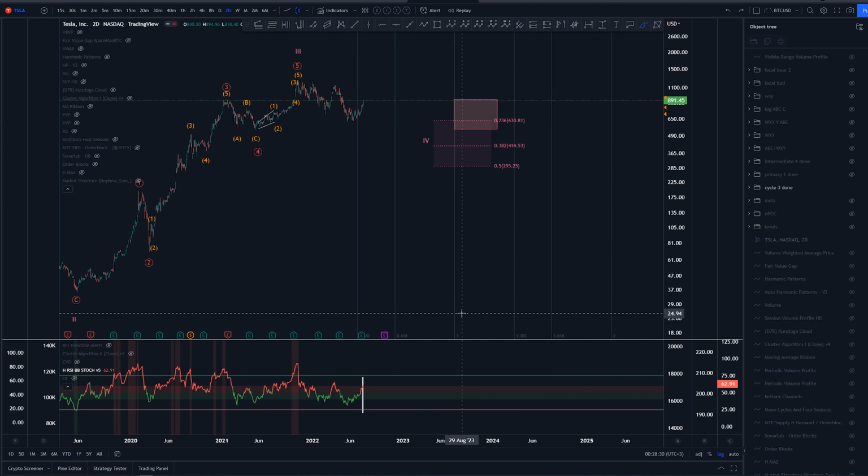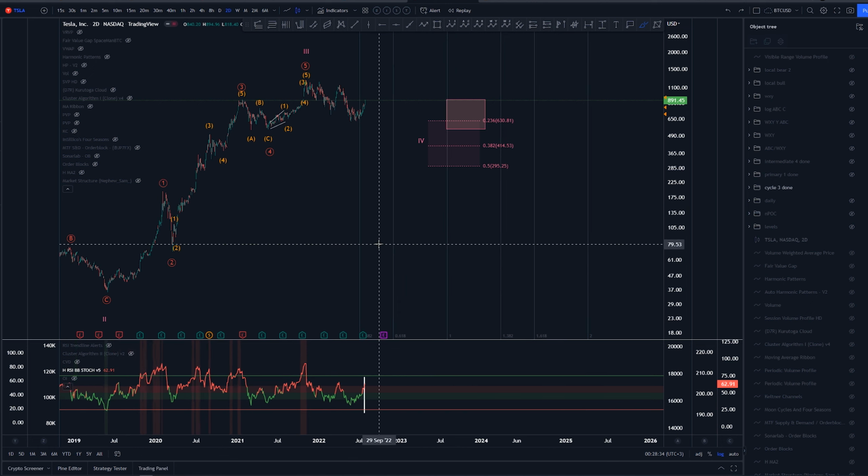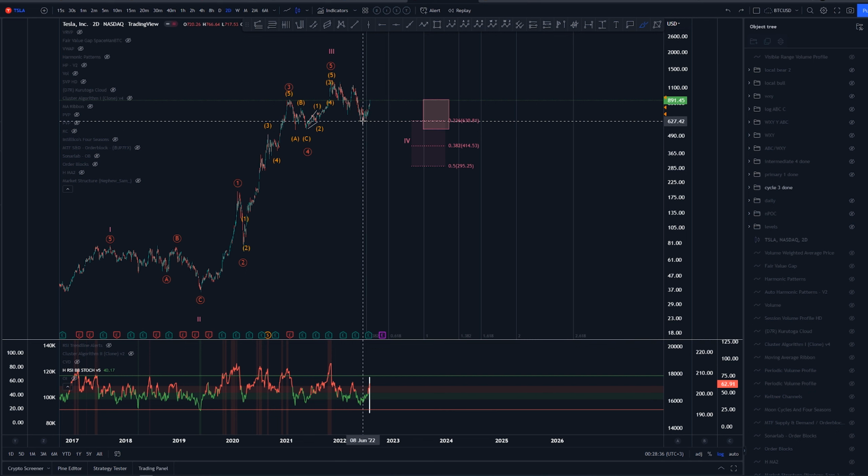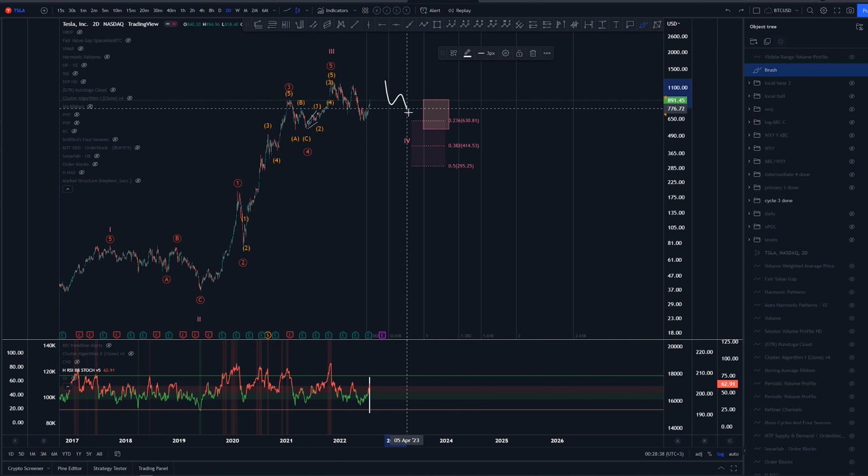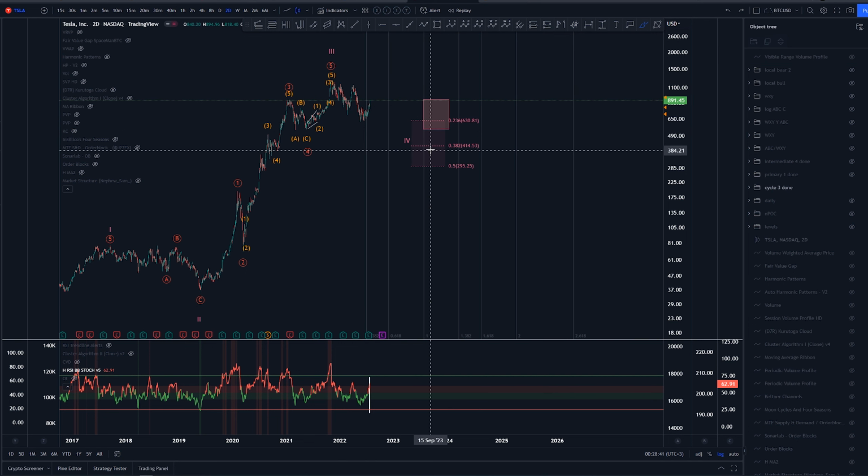where is that? July, end of July, early August of 2023. So another year of this sideways mess going to be happening, or according to this count at least. It doesn't need to be, we have already reached the targets basically, but that is still a possibility.